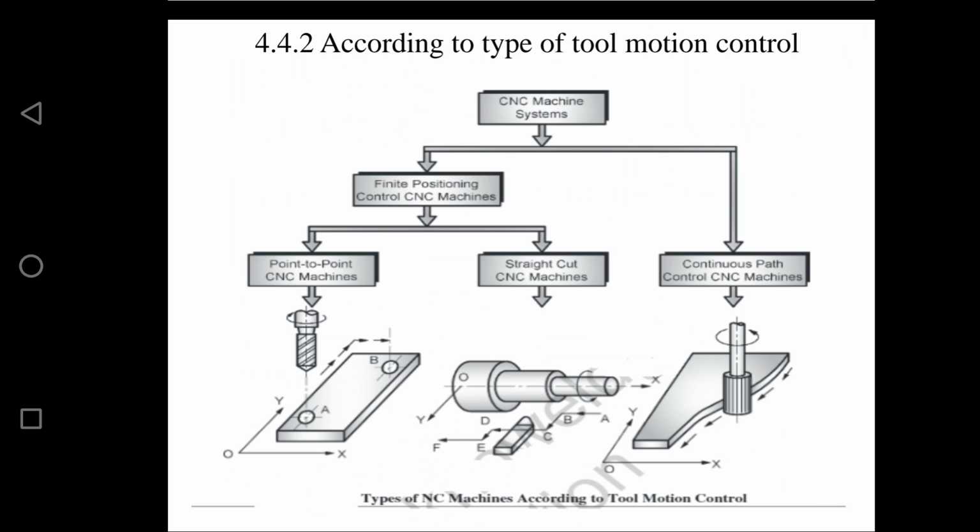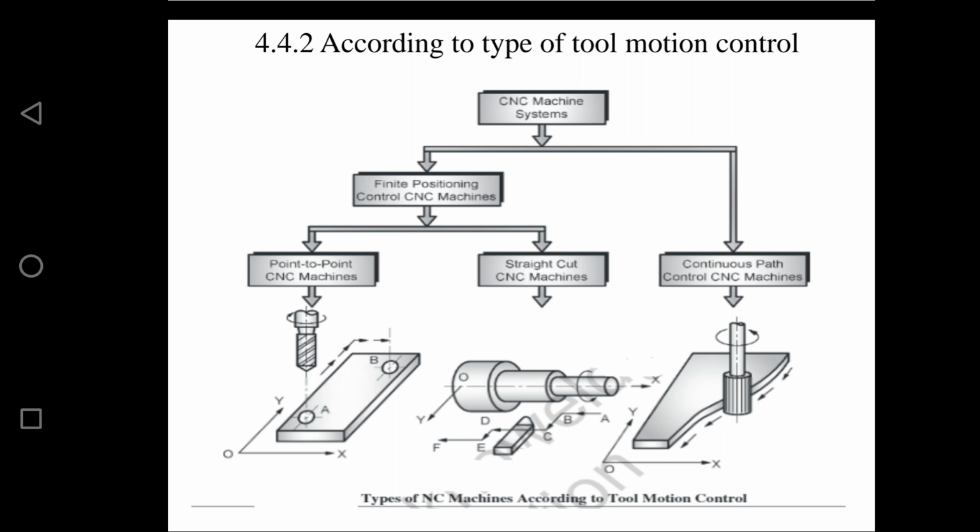Next comes straight cut NC machines. You can see the figure and what it indicates. The straight cut or straight line control mode is an extension of the point to point control mode, with the provision of straight line cutting or machining. In a point to point CNC machine we cannot have a straight line cut of the machining, but in a straight cut CNC machine we have a provision for that.